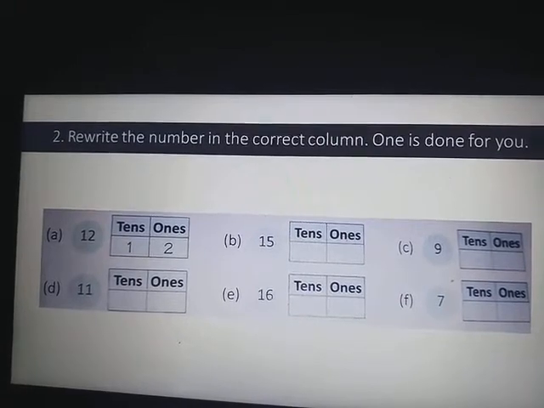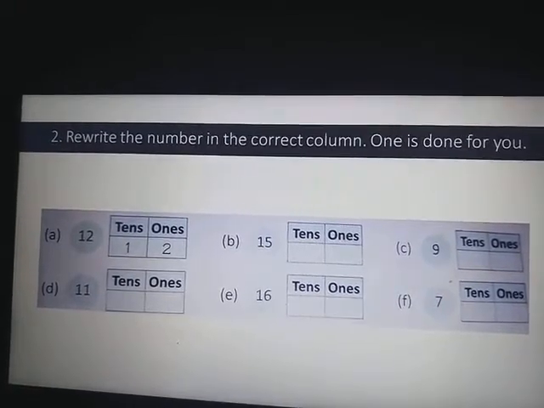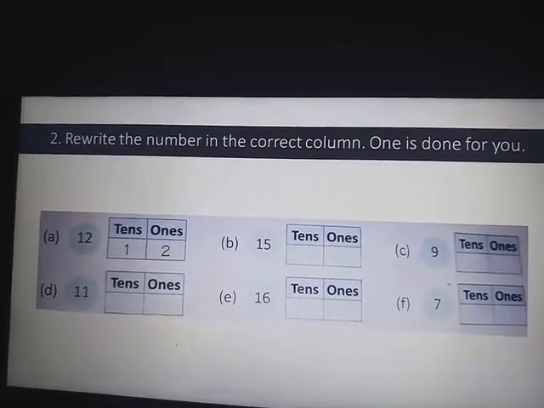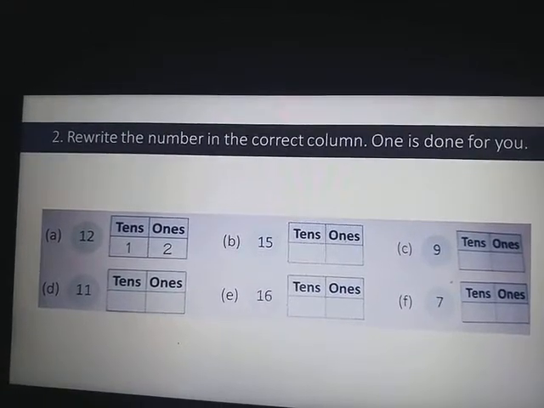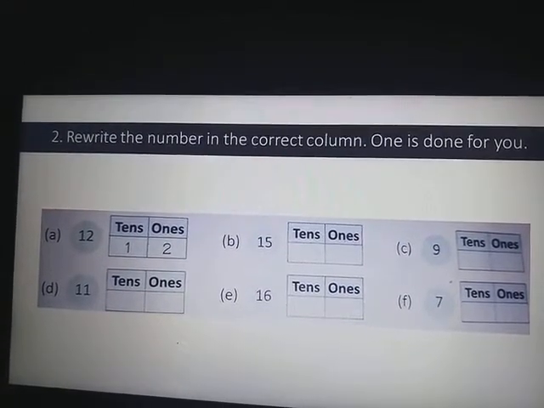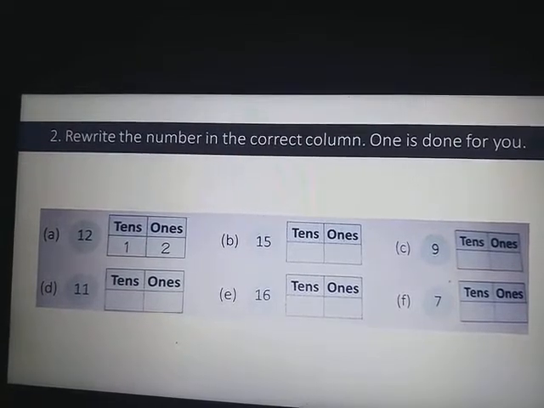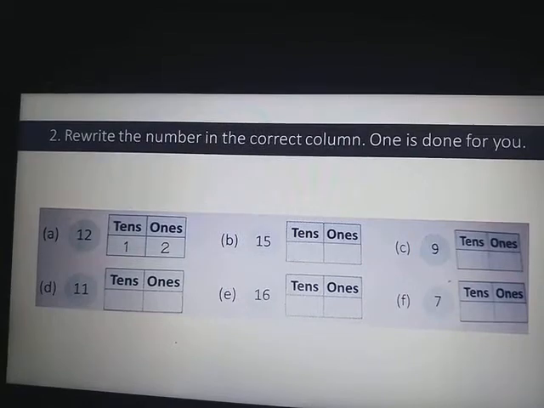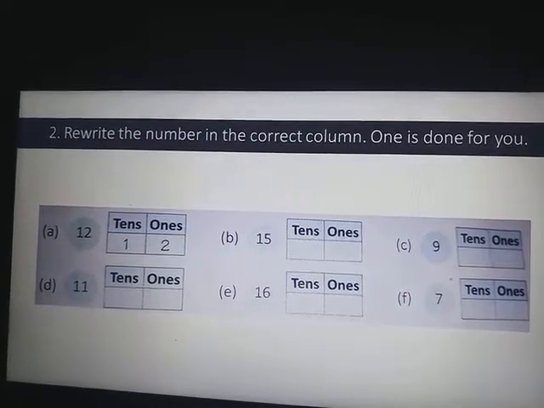10 plus 1, 11. 10 plus 2, 12. 10 plus 3, 13. 10 plus 4, 14. 10 plus 5, 15. 10 plus 6, 16. 10 plus 7, 17. 10 plus 8, 18. 10 plus 9, 19. 10 plus 10, 20. You understood?